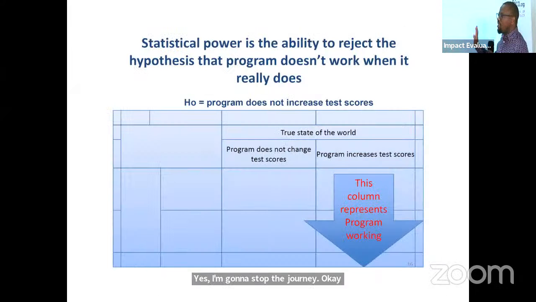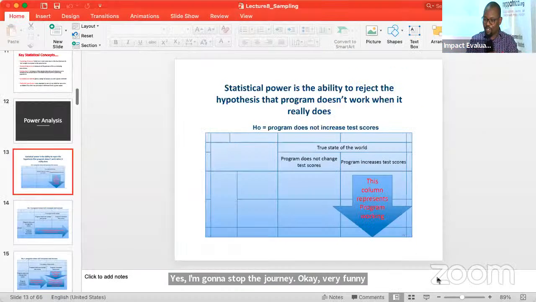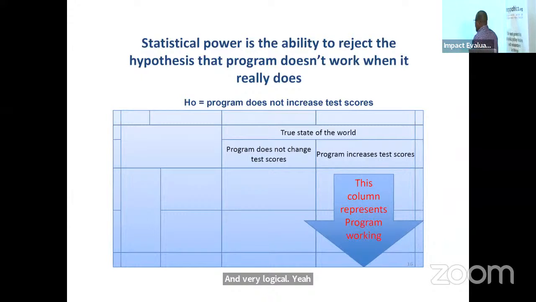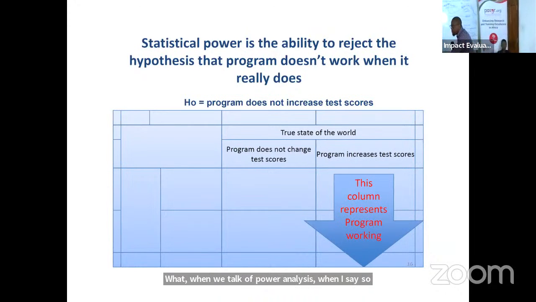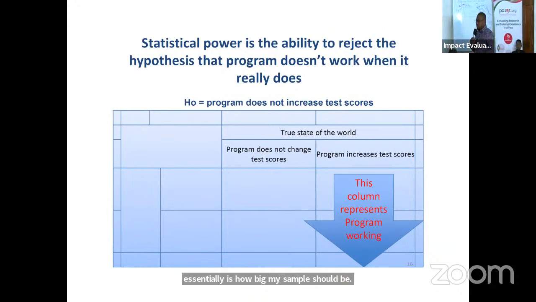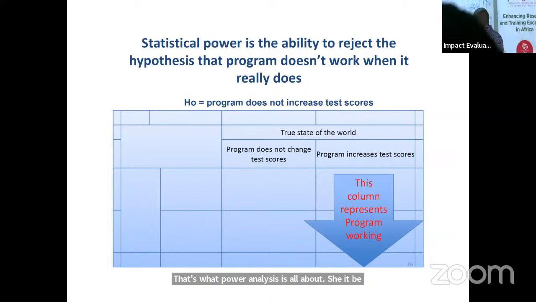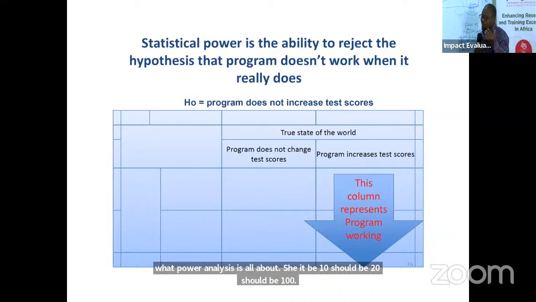Whenever I teach this, it is the most enjoyable part of the course that I like to teach. It's very intuitive and very logical. When we talk of power analysis, remember, essentially it is how big my sample should be. That's what power analysis is all about. Should it be 10? Should it be 20? Should it be 100? But how we draw the sample is contingent on many things.